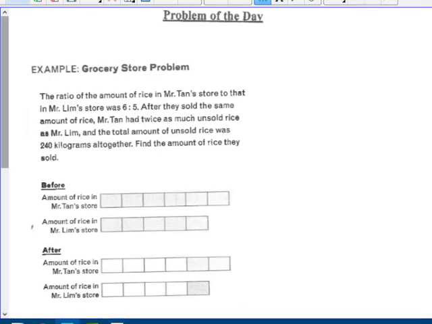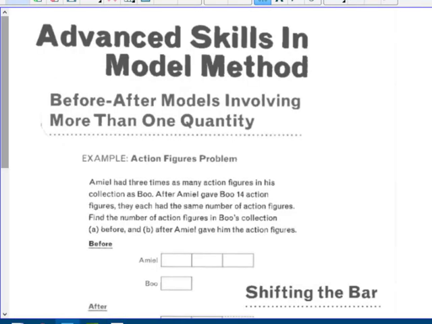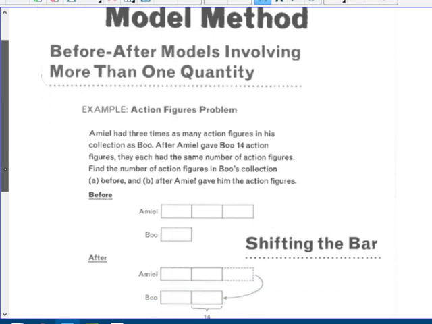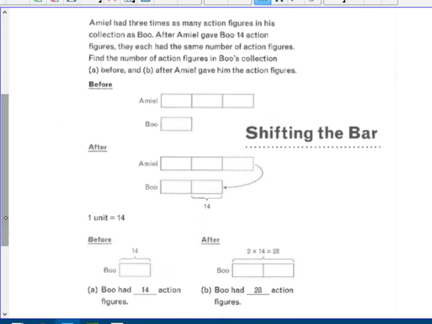So page 35, everyone. Advanced skills, in model method, before and after models involving more than one quantity. So here's the action figure problem. Emil had 3 times as many action figures in his collection as Boo. After Emil gave Boo 14 action figures, they each had the same number of action figures. Find the number of action figures in Boo's collection before and after Emil gave him the action figures.